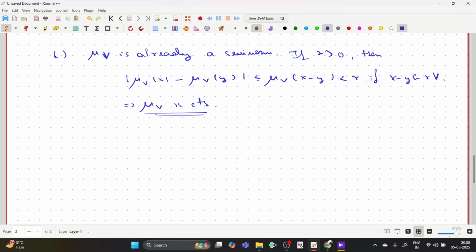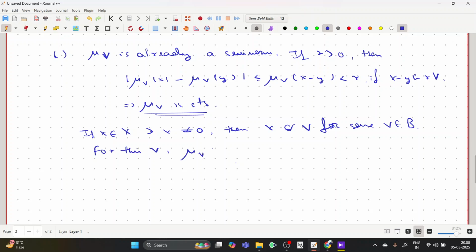So all we need to prove more is that it's separating, right? Now if x is in X such that x is non-zero, then x is not in V for some V in the collection of all convex balanced local bases. For this V, you can immediately observe that mu V of x is greater than or equal to 1, hence non-zero, right? Which means mu V is a separating family.